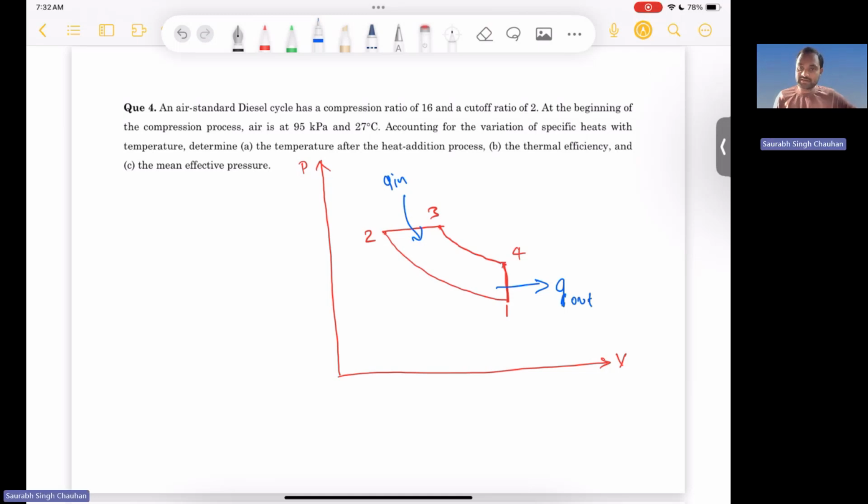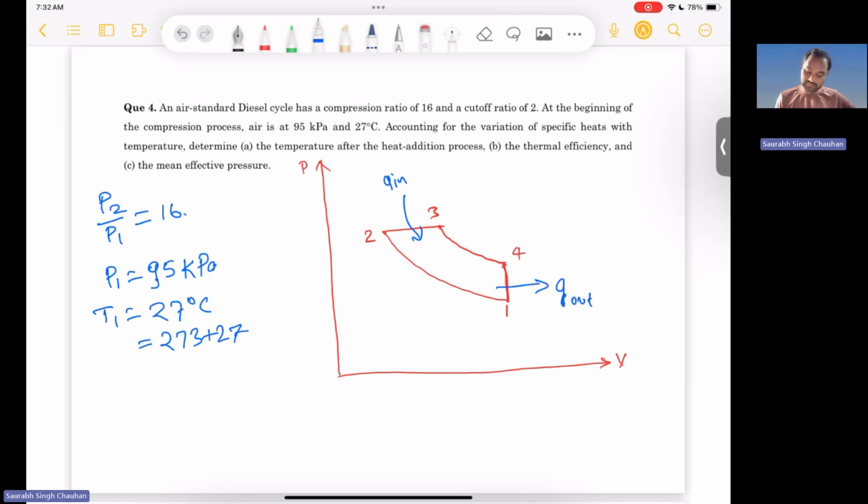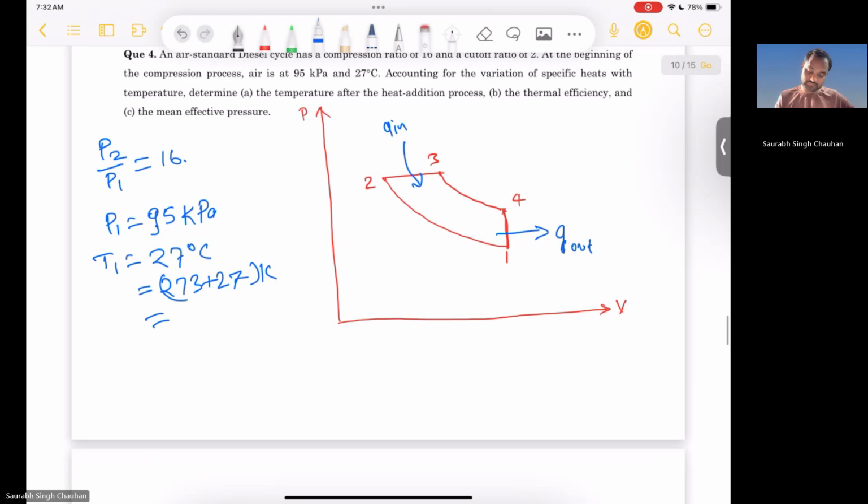So what is given? Compression ratio is given. P2 by P1 is given 16. Cutoff ratio is given 2. And at the beginning of compression process, the pressure P1 is given 95 kilopascal, and temperature T1 is given 27 degrees Celsius. So 273 plus 27 Kelvin, or you can write it as 300 Kelvin.